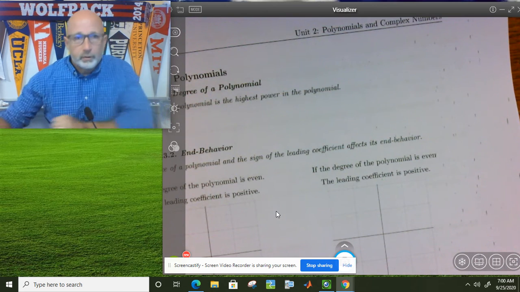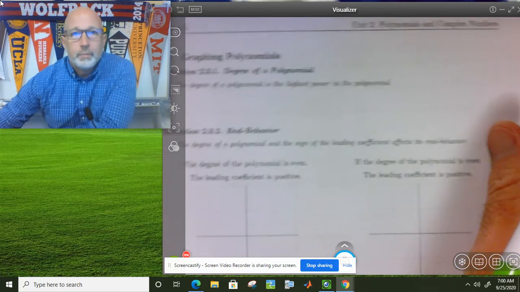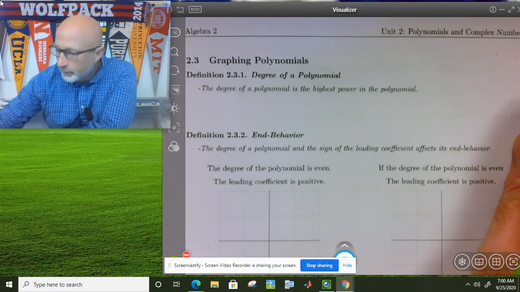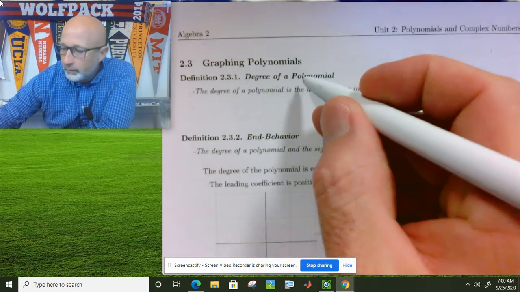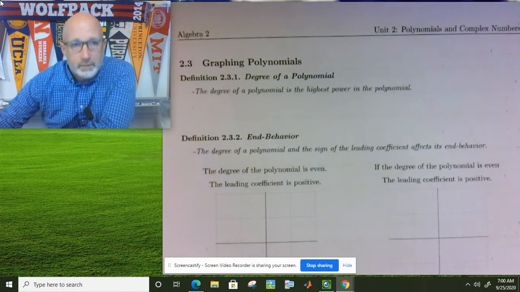Morning, everybody. So today we're going to go ahead and cover graphing polynomials. And there's several things we have to talk about, some of them old, some of them new. The first thing we have to talk about is the degree of the polynomial. You guys have dealt with this before.